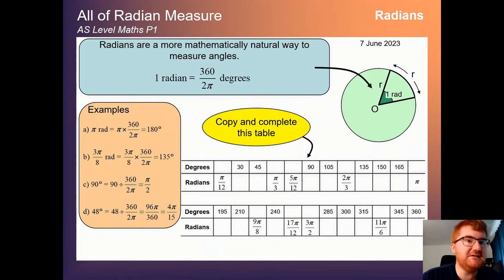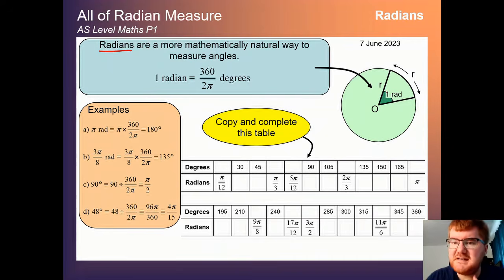So everything you need to know, and we're going to get through lots of exam questions in this long video today. So first of all, what is a radian? You might have heard this word before. What is it? Essentially, it is a much better, or more mathematically natural, way to measure an angle.